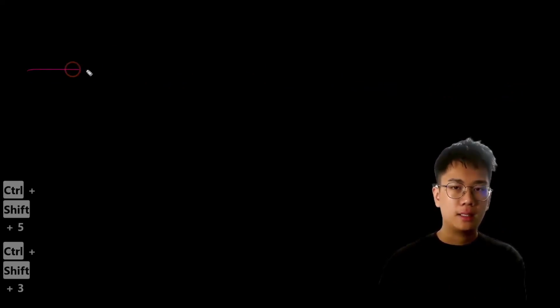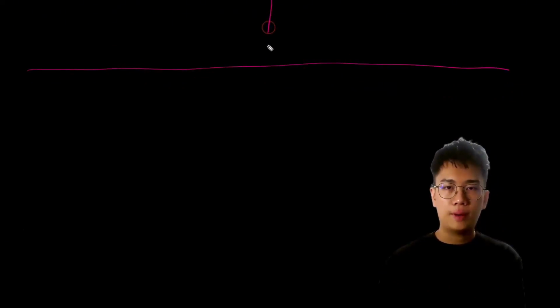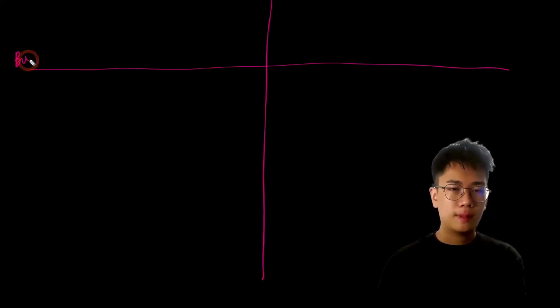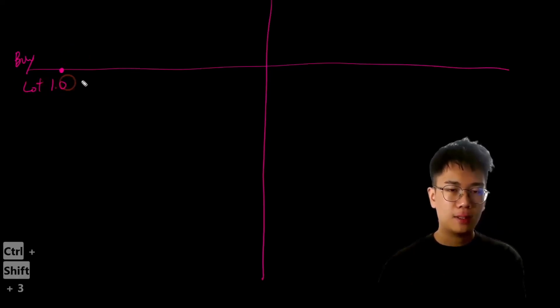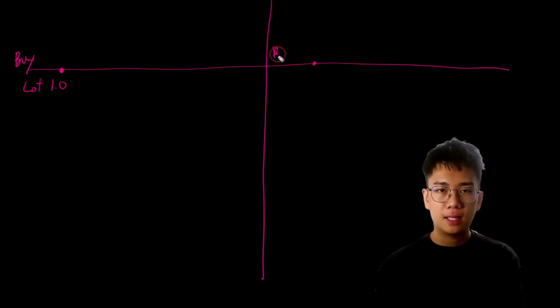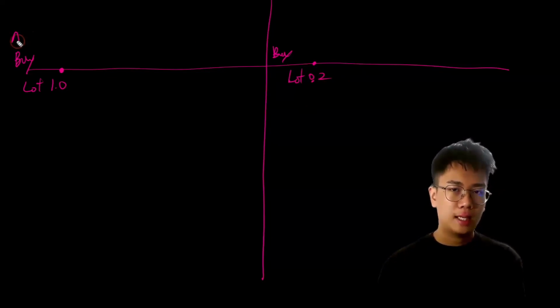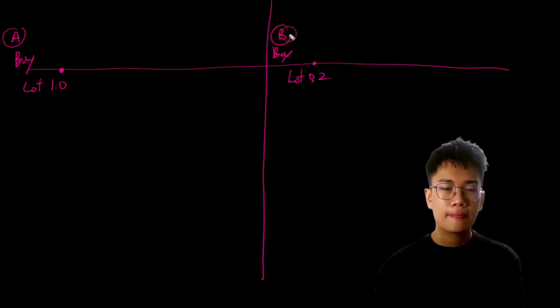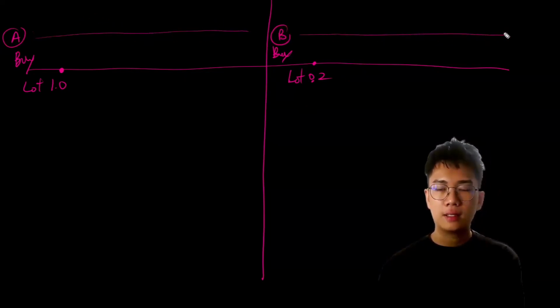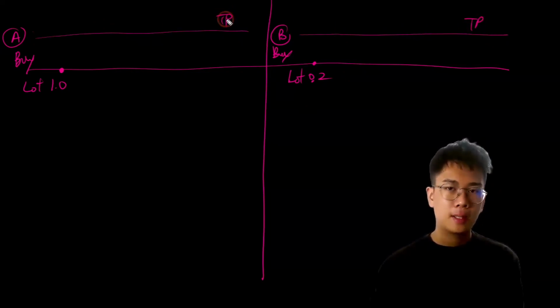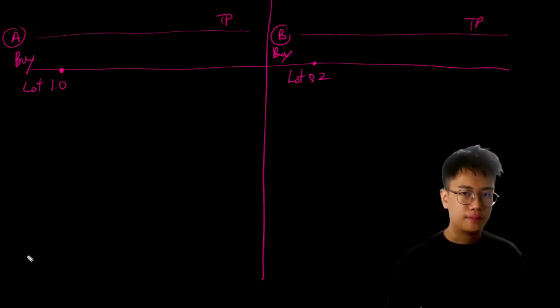So let's say you enter a trade, buy. This is a buy with one lot. So this person is buying at one lot, but this person is buying at maybe a lot size of 0.2. Let's say both candidate A and candidate B have the same take profit level here. Alright, this is take profit. And both have the same stop loss at the bottom.